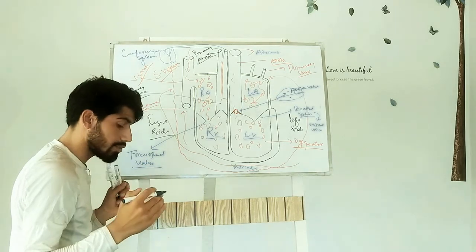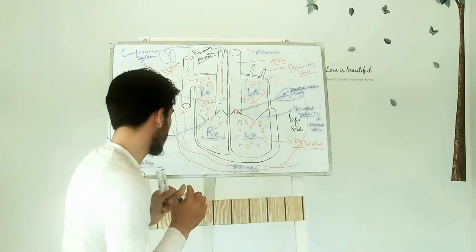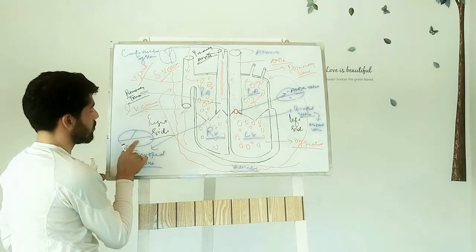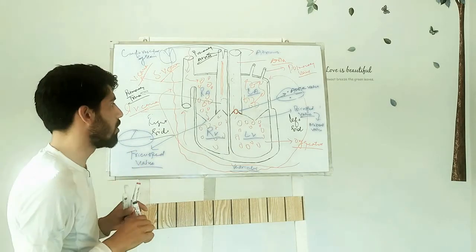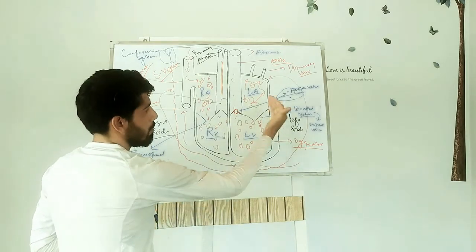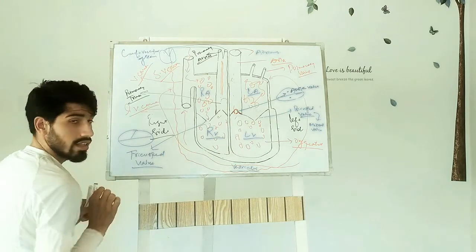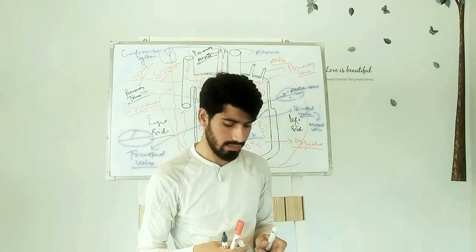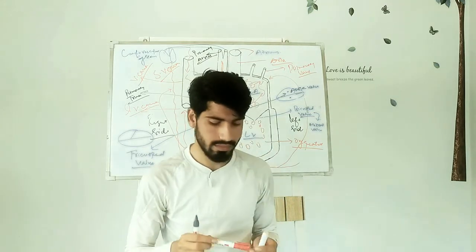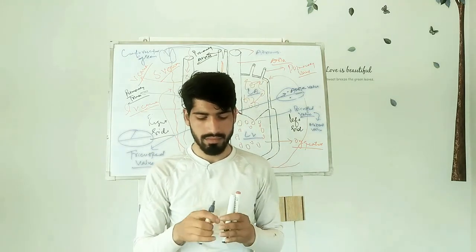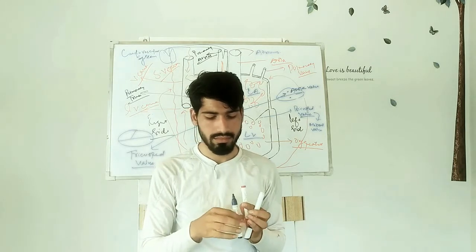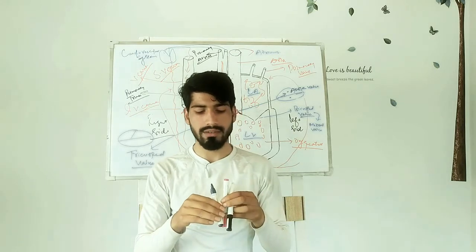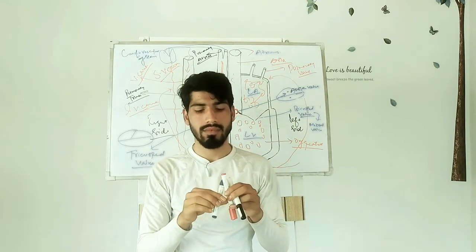Why do we call it the tricuspid valve? Because there are three cusps like this: 1, 2, 3. That's why we call it the tricuspid valve. On this side there is the bicuspid valve, and on this side there is the tricuspid valve. It will open like this.